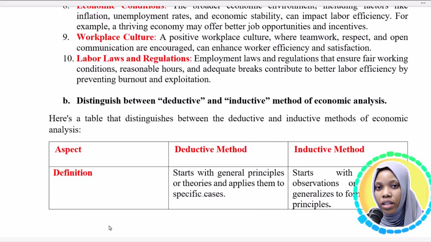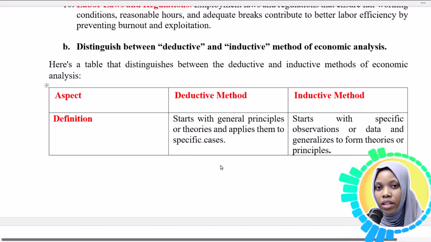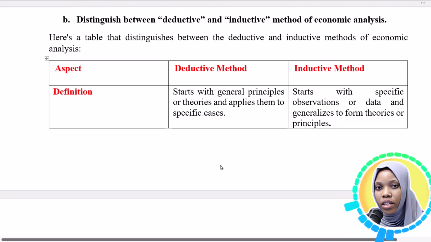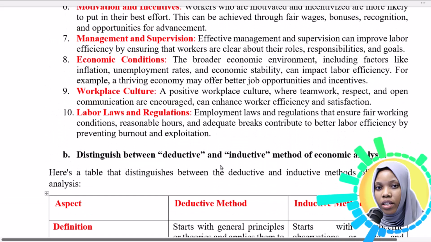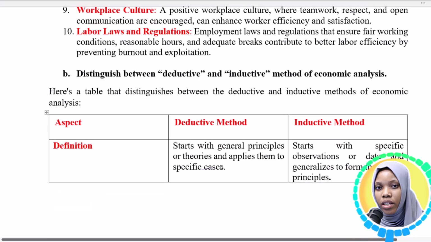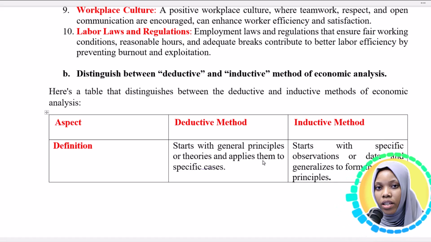Deductive and inductive. Here are the answers, and we prepared the differences in a table. Our first difference is on the definition. It says the deductive method starts with general principles or theories and applies them to specific cases. So it starts with general principles first, then applies them to specific cases.